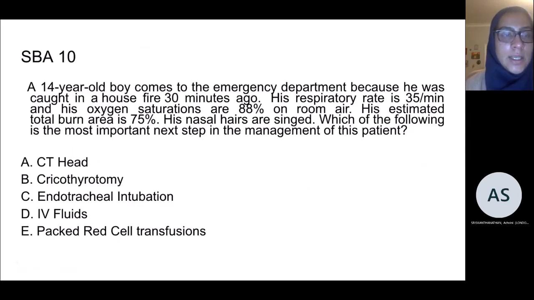SBA 10. A 14-year-old boy comes to the emergency department because he was caught in a house fire 30 minutes ago. His respiratory rate is 35 breaths a minute, and his oxygen sats are 88% on room air. His estimated total burn area is 75%. His nasal hairs are singed. Which of the following is the most important next step in the management of this patient? Give you guys a few moments to answer that.